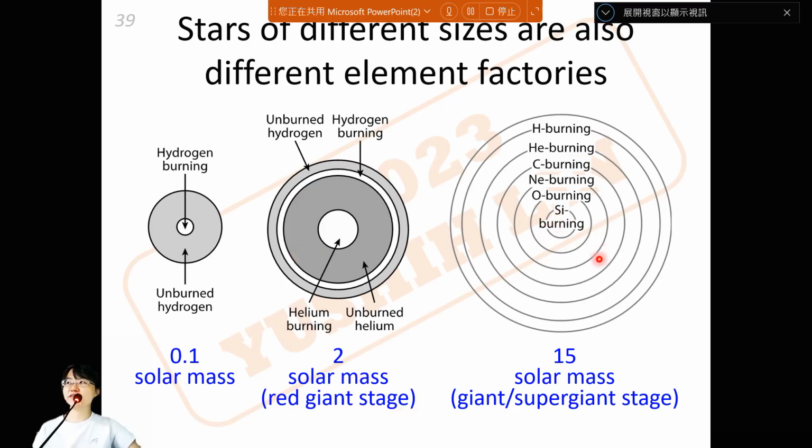Lastly, if it's a very massive star, like a 15 solar mass, it has a multiple shelled structure. It's a little bit like our ocean. Our ocean is also onion-like. It has several layers. 我们的海洋也是洋葱一样一层一层的。And the star is also layered, pretty much like an onion.